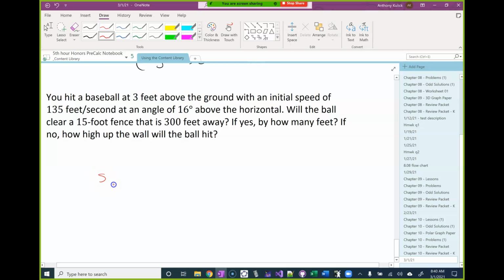So velocity is 135. The angle is 16. Then we have our t squared plus 135. And our initial height of the ball is 3, right? Since that's the height of the ball that we're hitting it from.